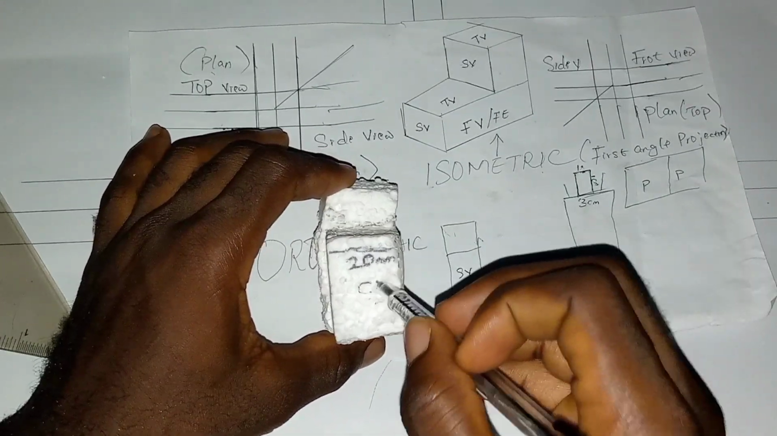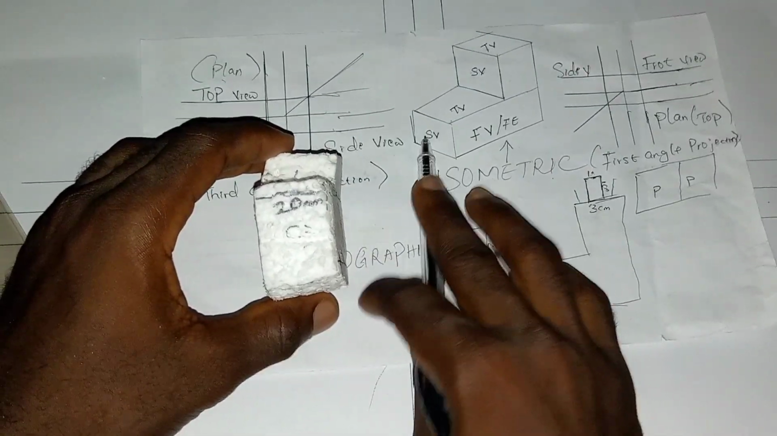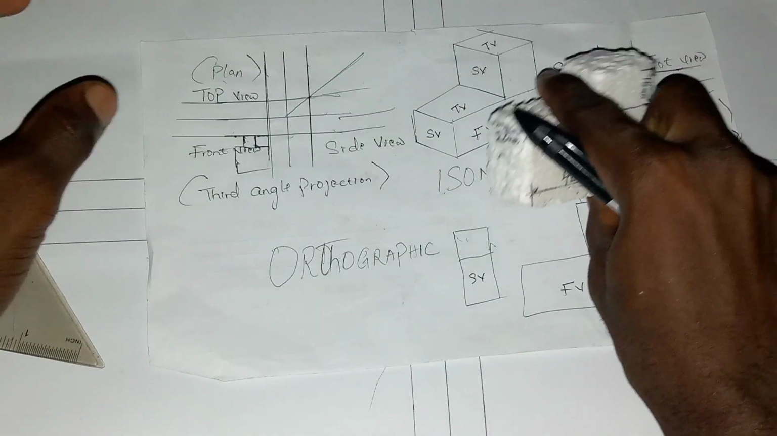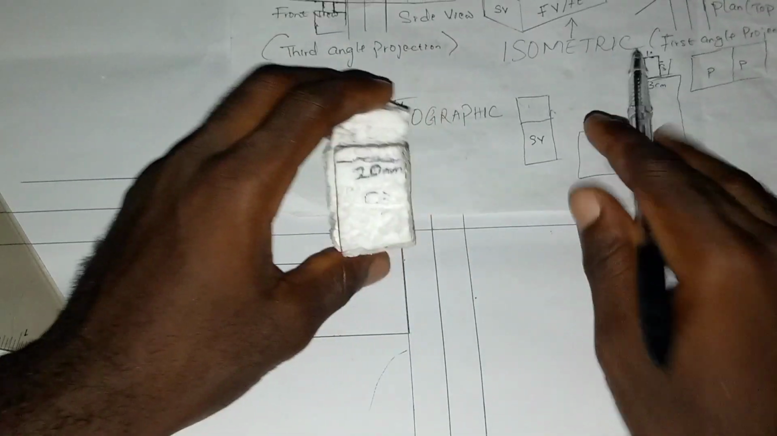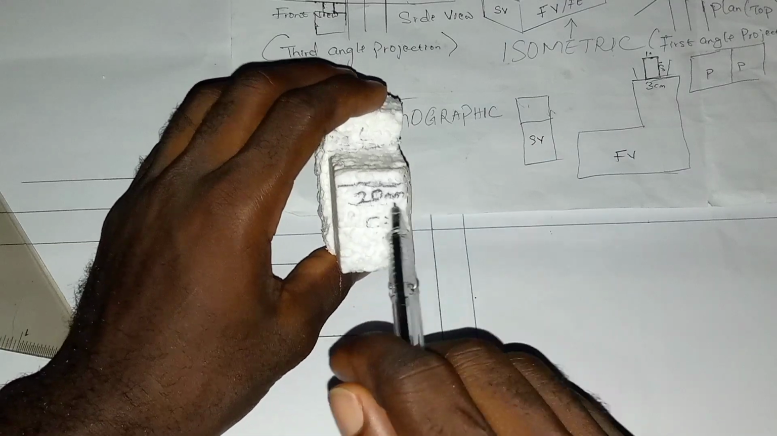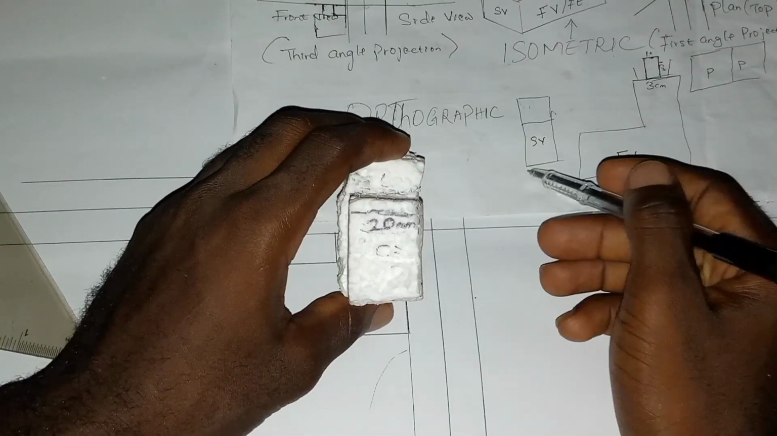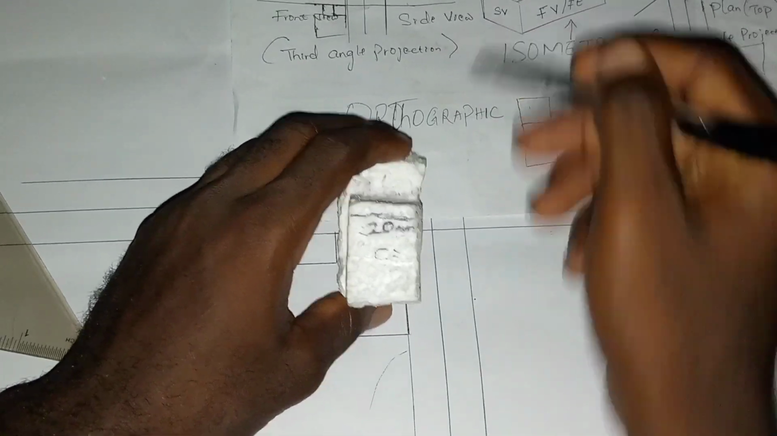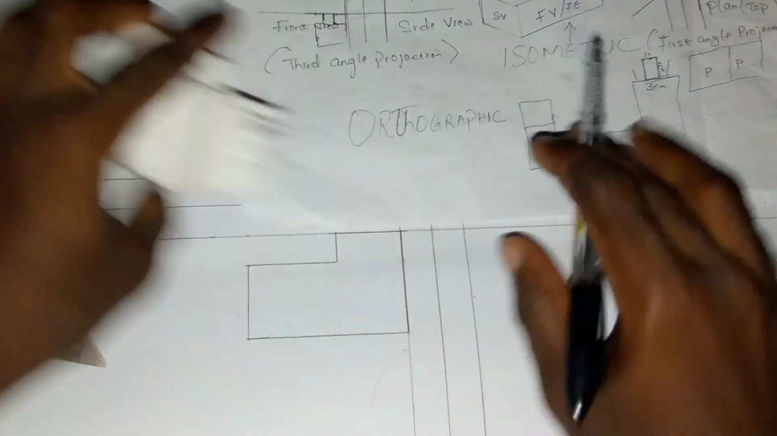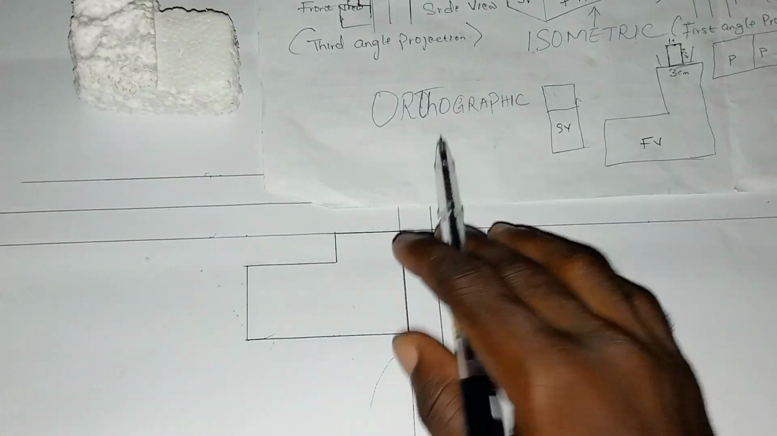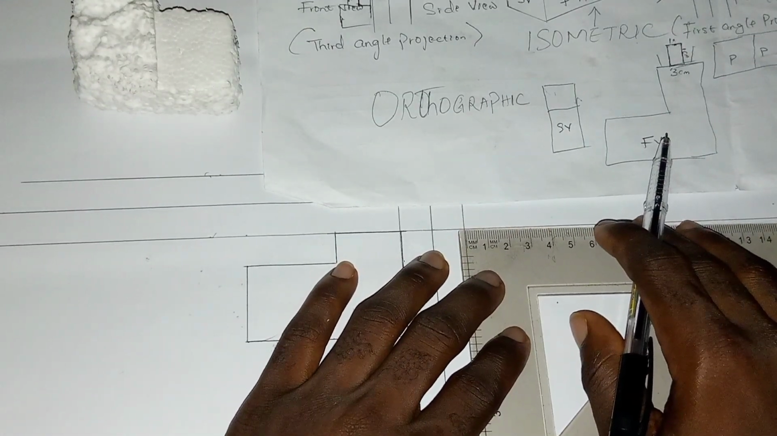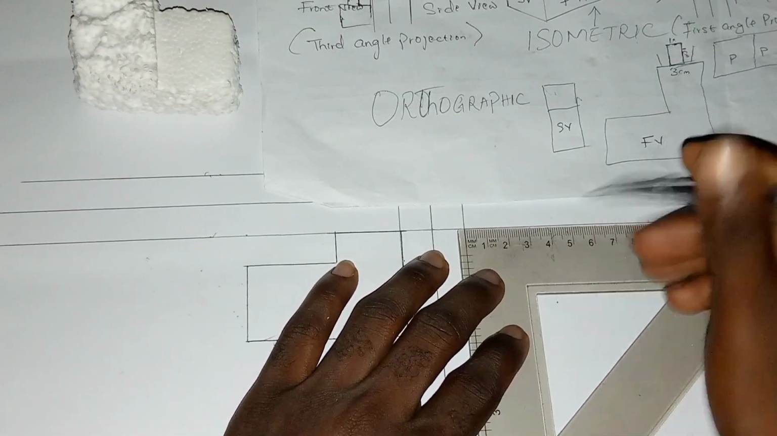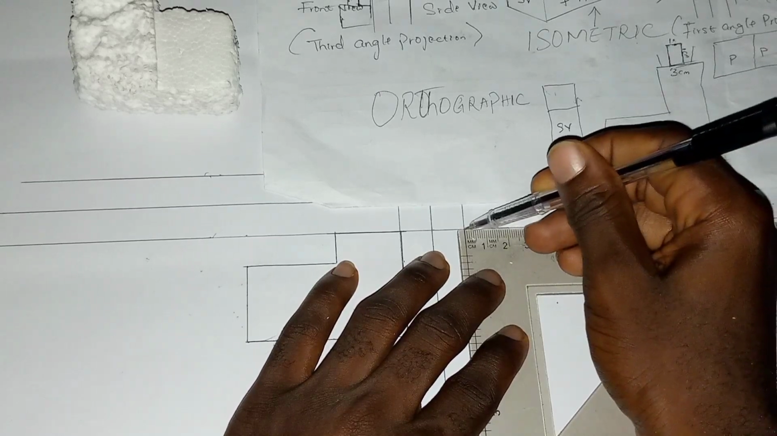We are seeing this point and we are seeing this point. Are you getting it? So this point would actually give us a straight line, and the distance from here to here is 20 millimeter, which is 2 centimeter. So you measure out your 2 centimeter on top.